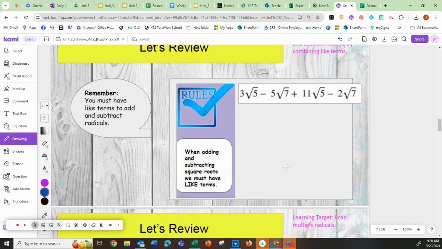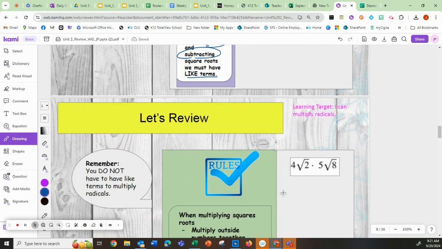When we're adding and subtracting radicals, we do have to have like terms. So I would combine these two terms and these two terms. 3 plus 11 is 14, so I get 14 square root of 5. Negative 5 and negative 2 combine to be negative 7. I can't combine a radical 5 and a radical 7, so I'll leave my answer just like this. So going through some rules, this rule is for adding and subtracting. We're basically combining like terms.